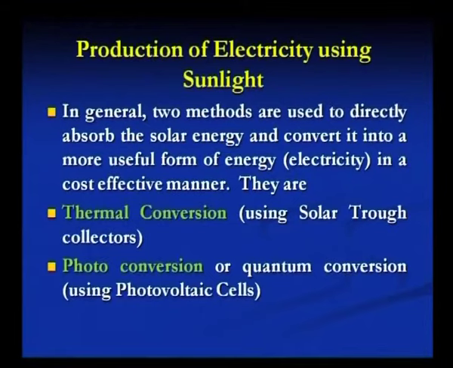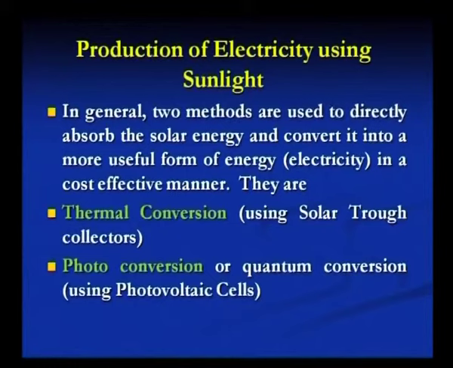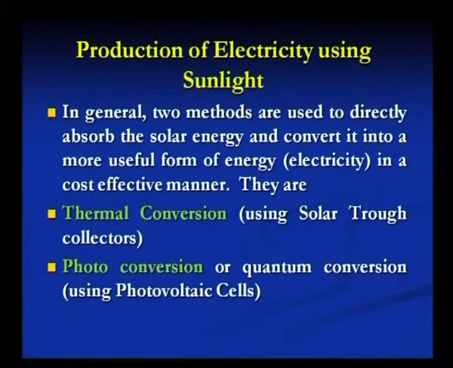Now, let us move on to the use of solar energy. How do we put solar energy to use? Production of electricity using sunlight. In general, there are two methods which are used to directly absorb solar energy and to convert it into a more useful form of energy, which is nothing but our electricity, in a cost effective manner.